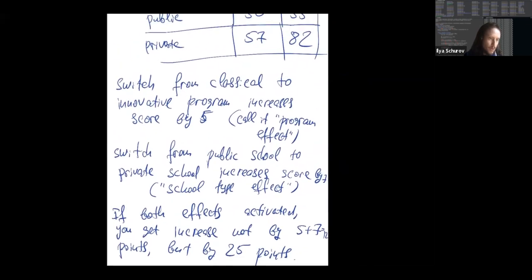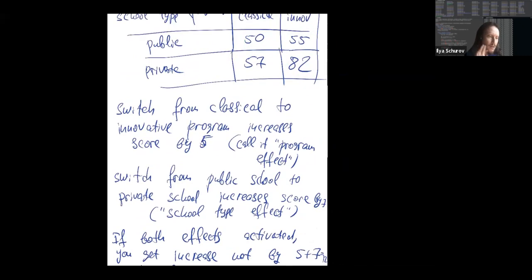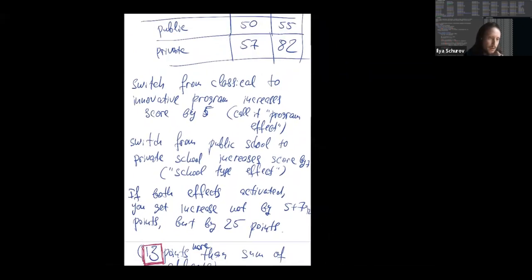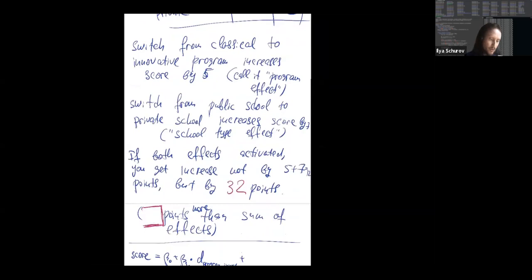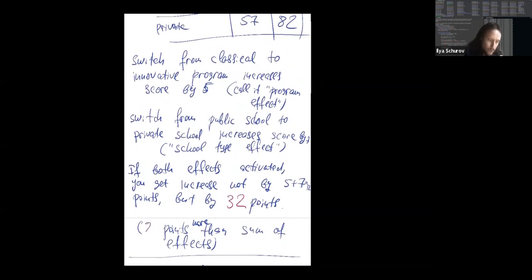This is correct. So we have this value larger than this value by 25 points. Sorry, no, it is impossible. This is incorrect arithmetic here. Let me fix it. So activated increase not by 12 points, but by 32 points. And then it means that this is not 13 points, but 20 points more. Okay, now everything works.